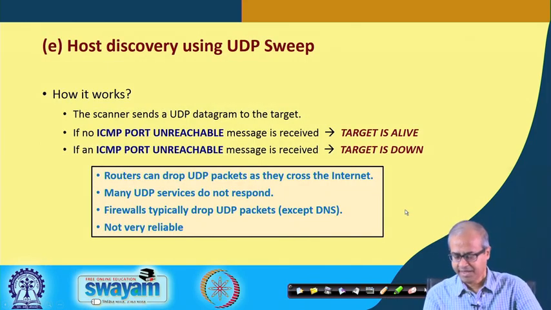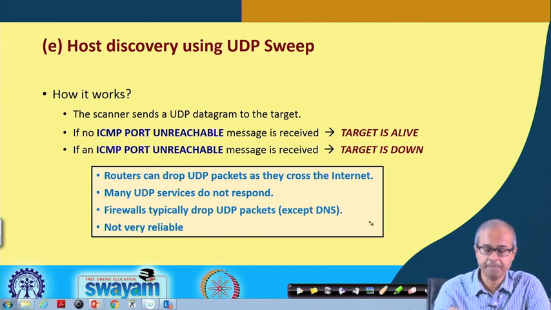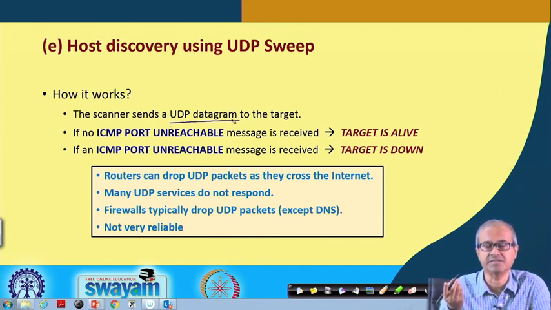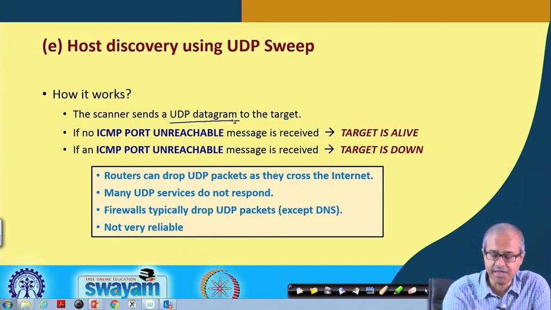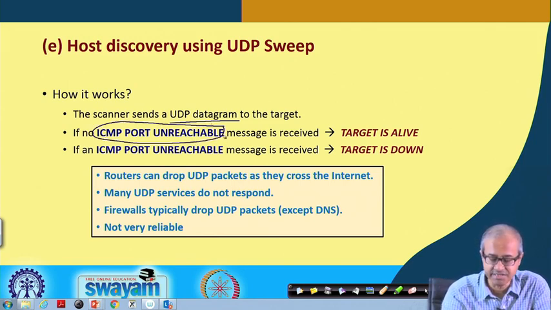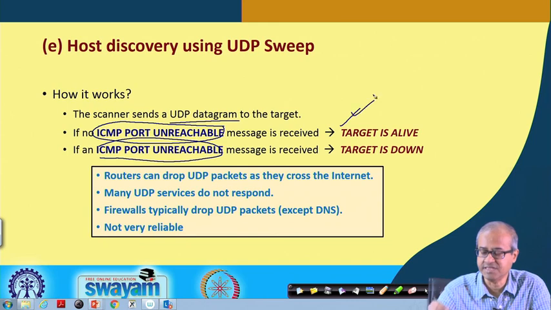You can carry out this kind of host discovery also using UDP sweep. UDP sweep is simple, you simply send a UDP datagram to a target. Whenever a UDP packet is sent, the target host will respond back with an ICMP port unreachable message, either it is received or it is not received. If no such message is received, then you say that the target is alive, but if the target is not alive, then such a packet will come back to you, then you say that the target is down.